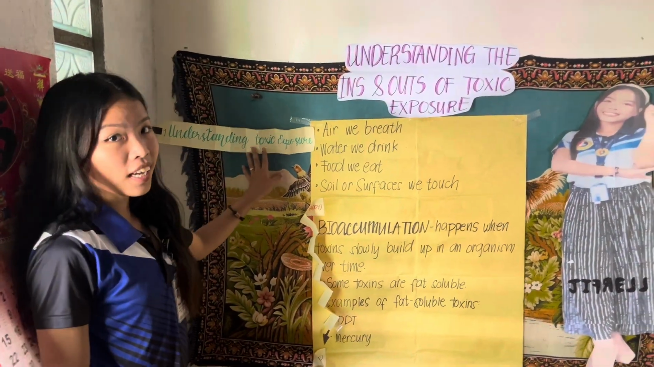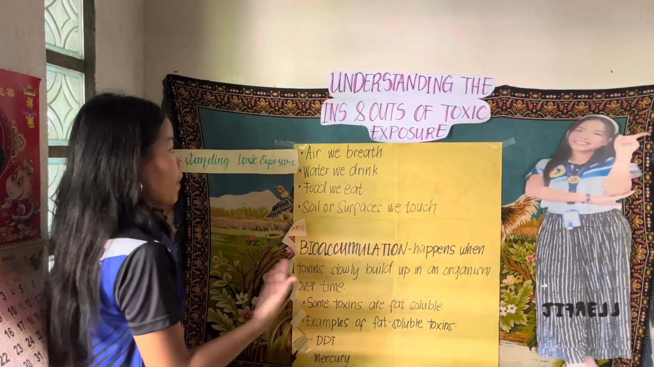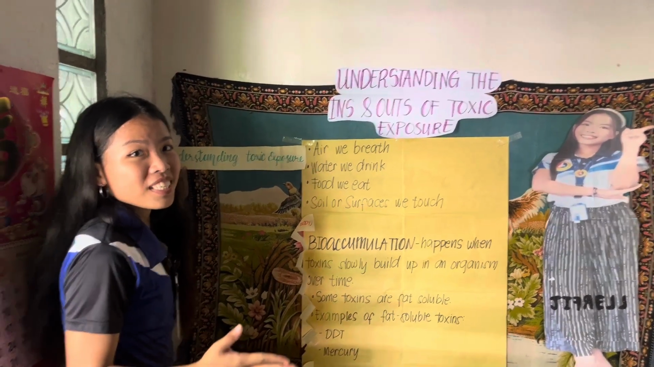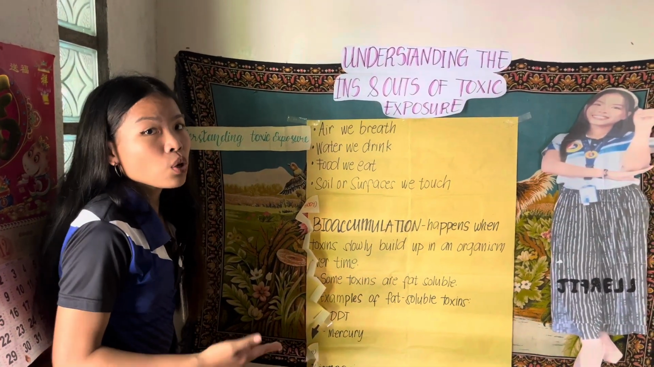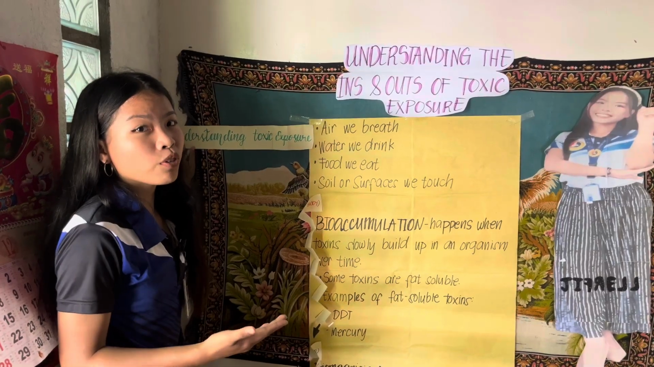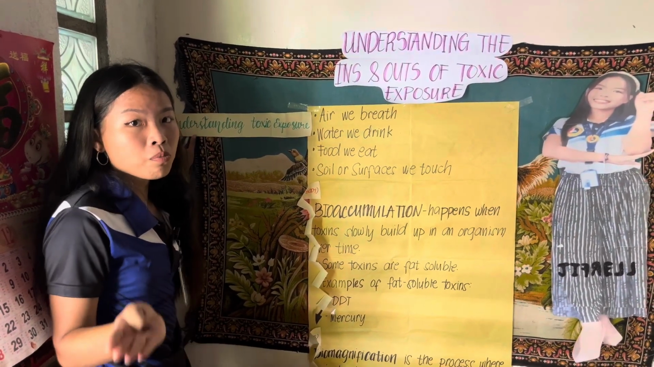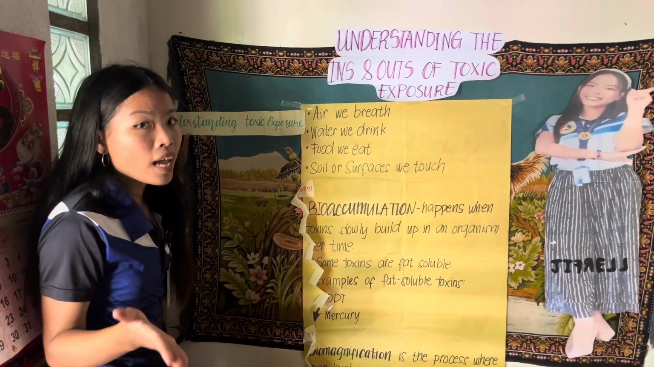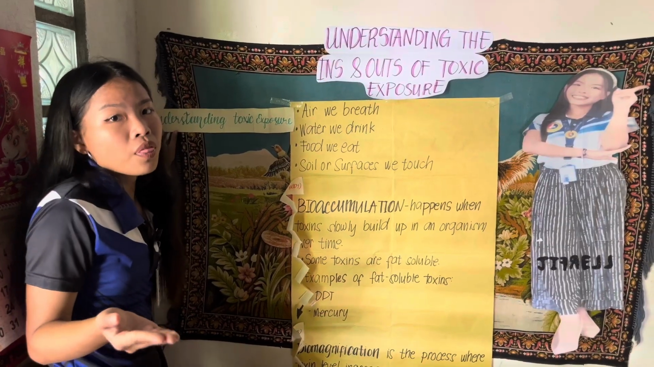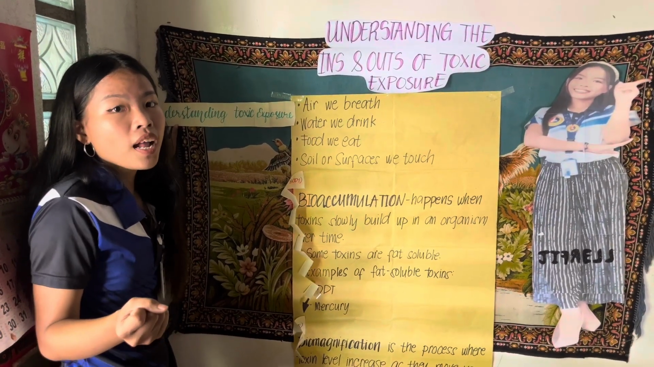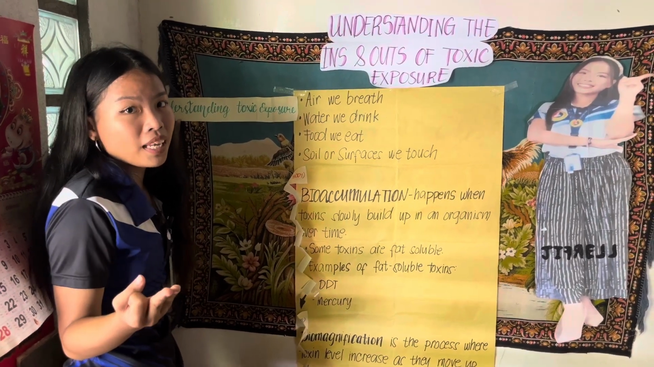Understanding toxic exposure. The first one is the air we breathe. We all have sources of toxic exposure. Number one is the air we breathe. The air around us may contain harmful substances such as smoke from vehicles and factories, cigarette smoke, dust and chemicals, and burning trash or plastic. What are the possible effects of these? Their possible effects are the following: difficulty breathing, asthma, and many others.